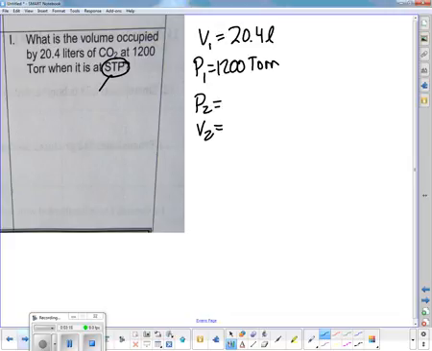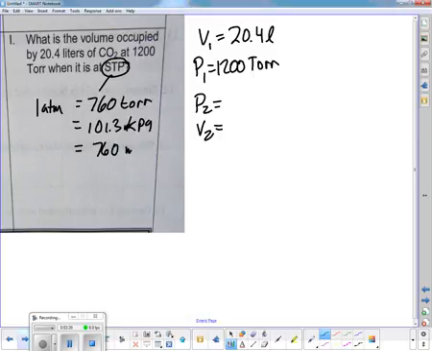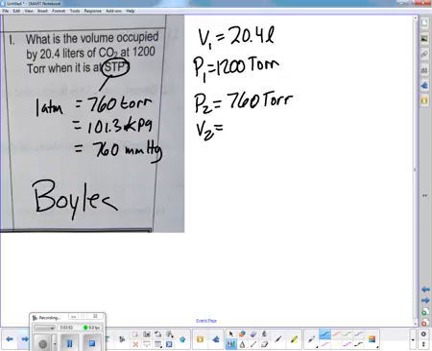it is equal to 760 torr, or 1 atmosphere, or 101.3 kPa, or 760 millimeters mercury. As long as I'm not in the ideal gas law, I can use any of those. Okay? I'm not in the ideal gas law, so my pressure second is 760 torr. And I should have used a capital T. 760 torr. Okay, so again, we know it's Boyle's law because temperature is held constant.